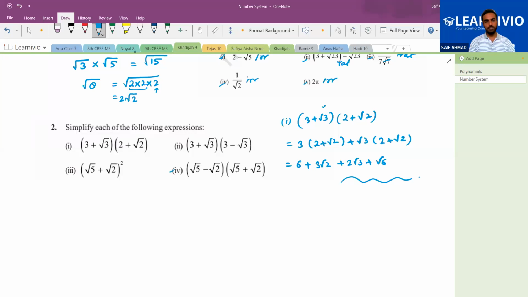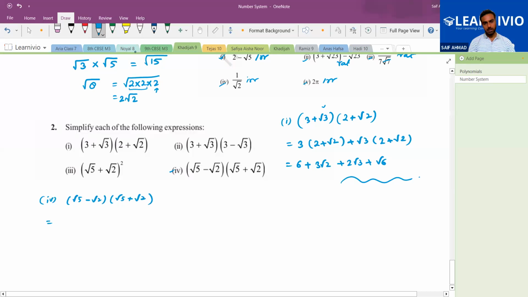See the fourth one, root 5 minus root 2 and root 5 plus root 2. In this, you can use the identity, which is a minus b, a plus b. What is a minus b, a plus b, Khadijah? A minus b, a plus b is equal to a square minus b square only.